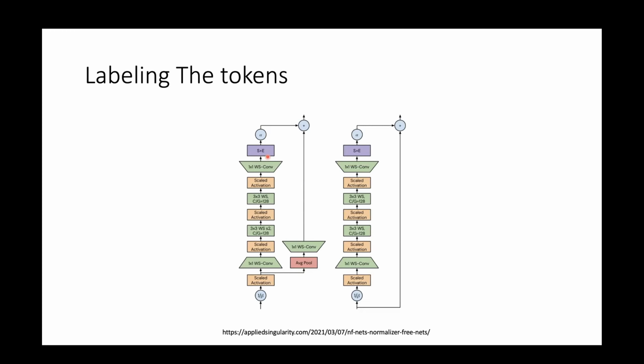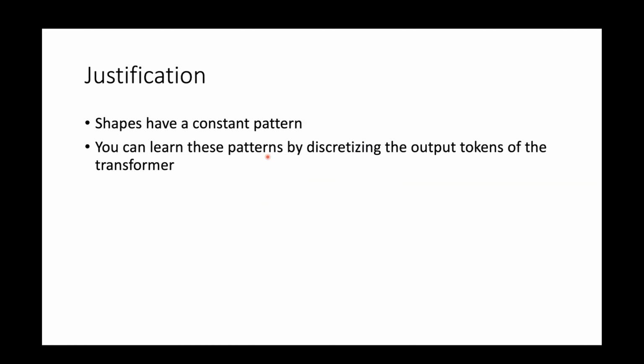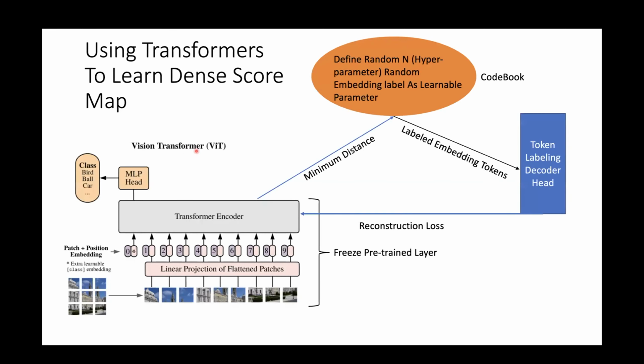I was going to use transformers to label the tokens, and the idea is that I'm going to use a discretization method. Shapes have a constant pattern in the patches, so we can use a discretization method to label the tokens in the transformer-based token labeling. If we can learn these patterns in discretization, the output tokens of the transformers are going to be very informative. So what I'm proposing here is that we freeze pre-trained layers of the transformer.